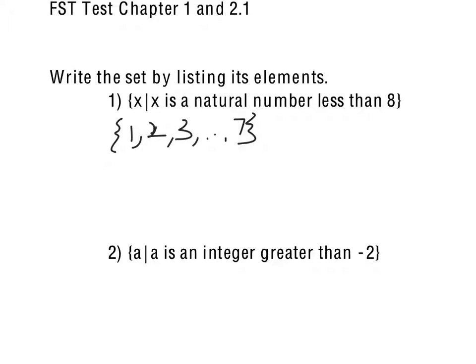Number 2, same thing. A is an integer greater than -2. So greater than -2. So we would be looking at -1, 0, 1, and then would continue on like that.